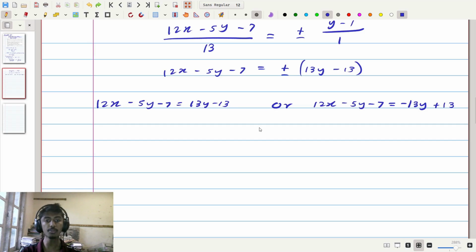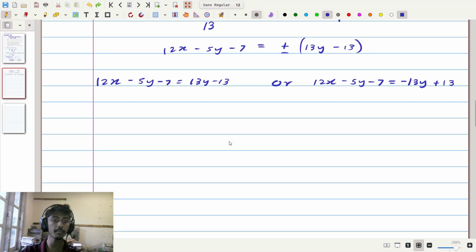Now out of these two, one of them is the line we want, and the other one is something else that we don't want. To find them, what I'm going to do first is simplify them to the form of ax plus by plus c equals 0. So doing that, we get here 12x, and then minus 5 and minus 13 becomes minus 18y, and then minus 7, and then minus minus 13 becomes minus 7 plus 13, which is going to be plus 6 equals 0.